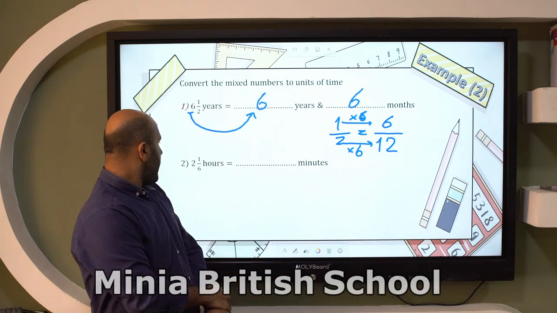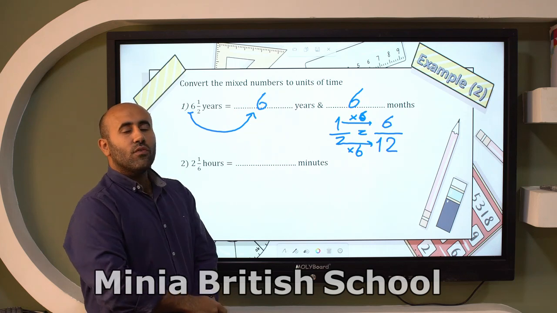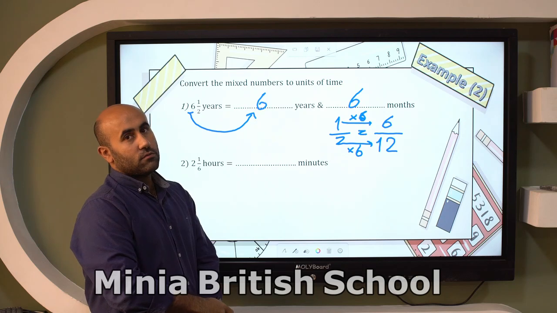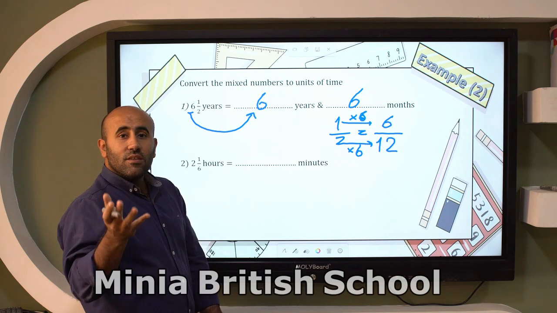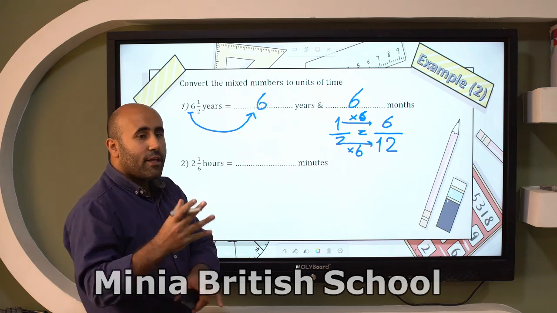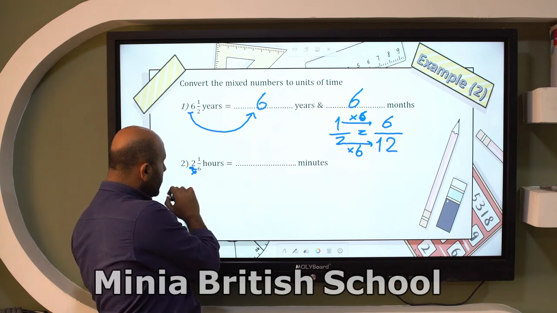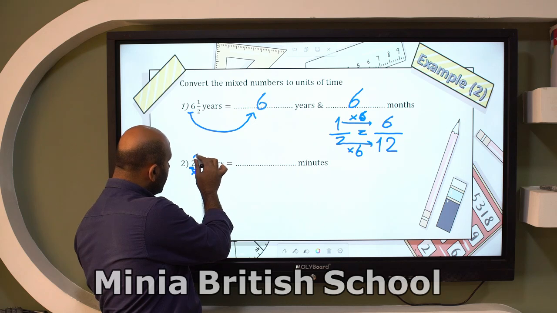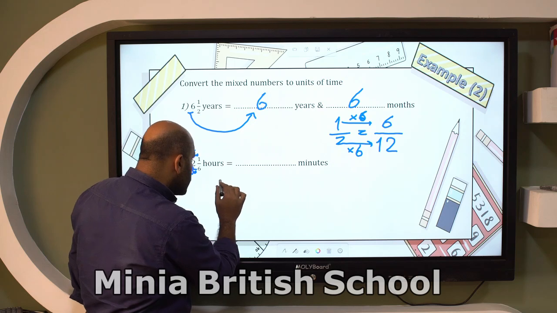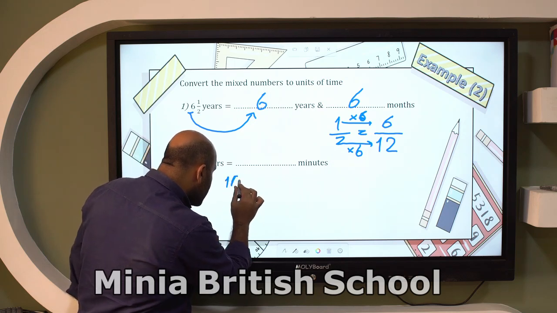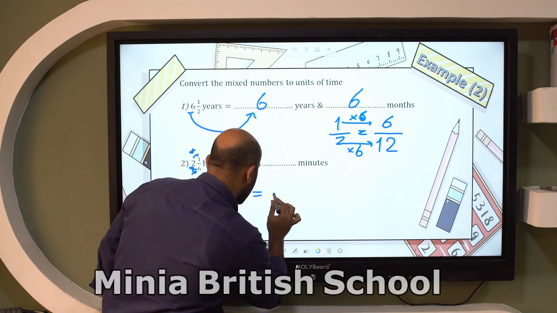And finally, I have 2 and 1 over 6 hours. I want to convert it into minutes. First, convert this mixed number into an improper fraction. 6 times 2 equals 12. 12 plus 1 equals 13. So it equals 13 over 6.